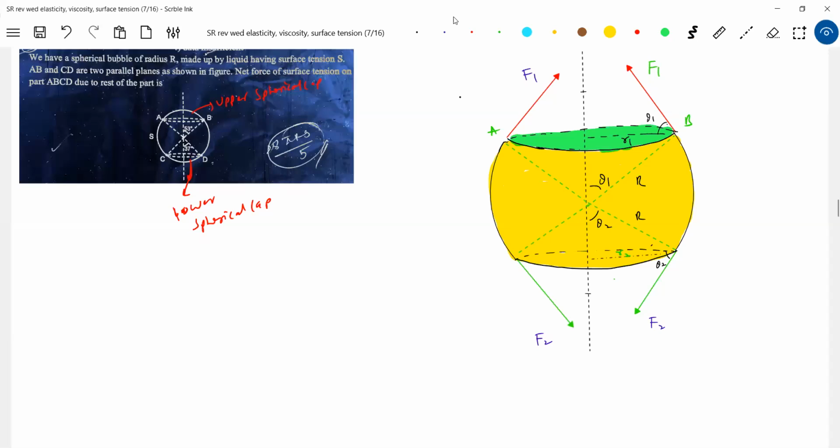Okay, let's get into the problem. Net force is asked. So first, force on the section AB. F_AB we will calculate. So this should be 2 pi R1 into surface tension S into sine theta 1. Agreed? Why 2? Because two surfaces. Why this number 2? Two surfaces.